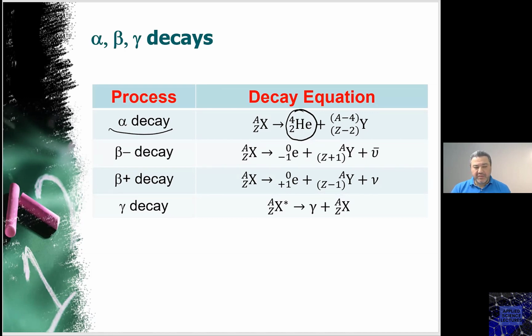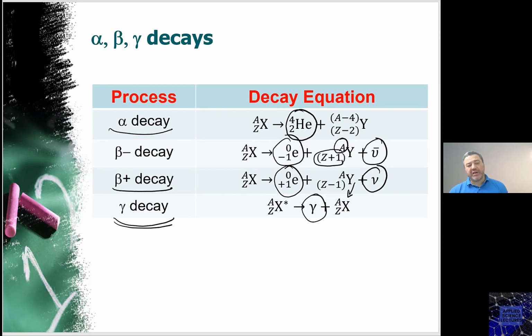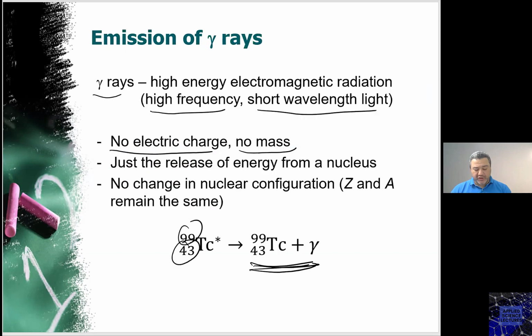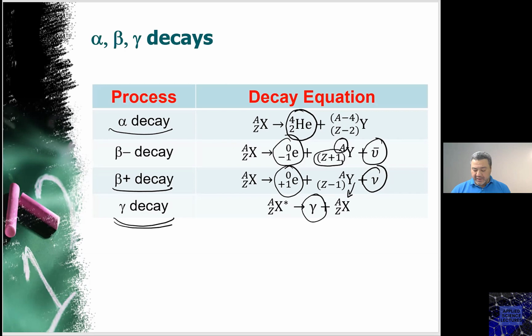The beta minus decay is going to result in an increase in the Z number. However, the A number is going to stay the same, with an electron and an antineutrino. The beta positive decay is going to result in a decrease in the Z, with positron and neutrino particles. Gamma decay is going to result in an energy release in terms of gamma rays, which are high energy electromagnetic radiation in nature, and have no charge and no mass as well.